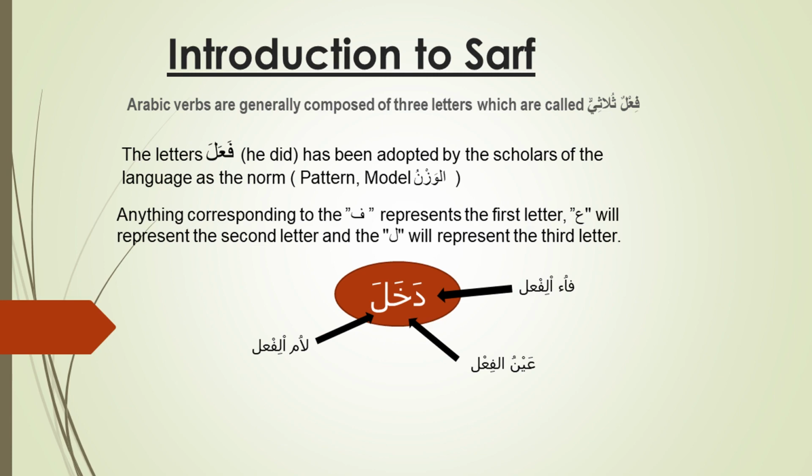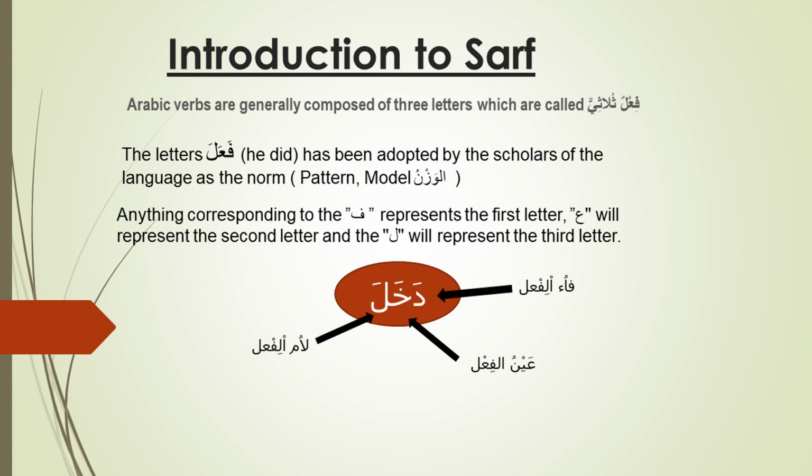So we took last week that verbs are generally made up of 3 letters. These 3 letters are called fi'lun thulathiyun, 3-letter verbs. Okay? And the template that we took was fa'ala. Fa'ala is in the 3rd person, meaning he did. This has been adopted by scholars of the language as a norm, pattern, model, or wazn.